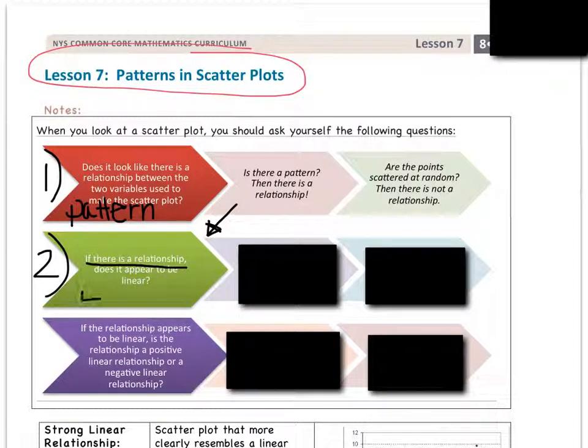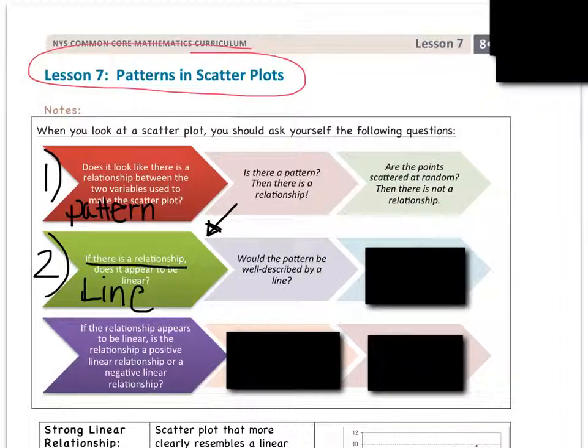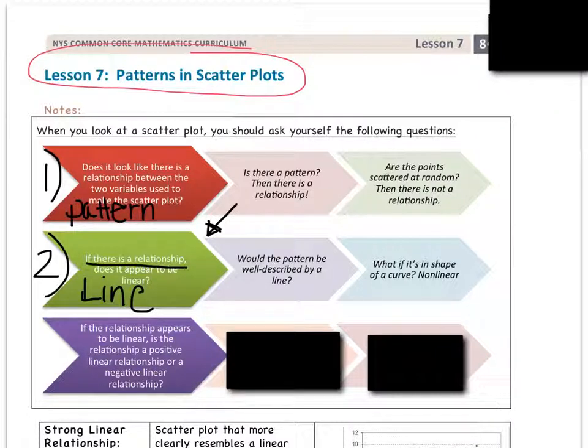Remember, if it's linear, it makes a straight line. Again, it's either going to look like a straight line or it isn't. So you have to think, would the pattern be well described by a line? Could you actually draw a line through the points, and is that the direction that the points are going? Or what if it's in the shape of a curve? Then it's nonlinear. We've talked about nonlinear functions before. It may or may not be in the shape of a line.